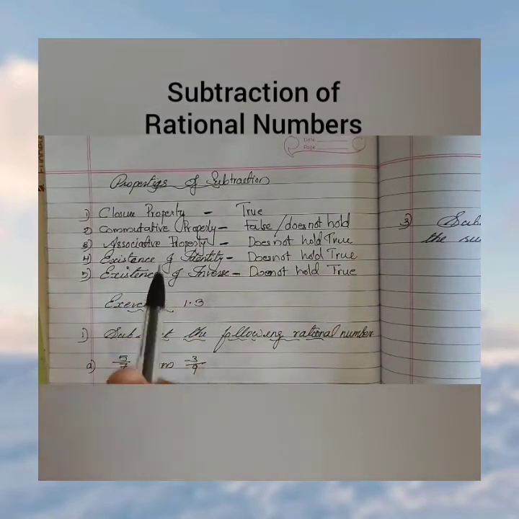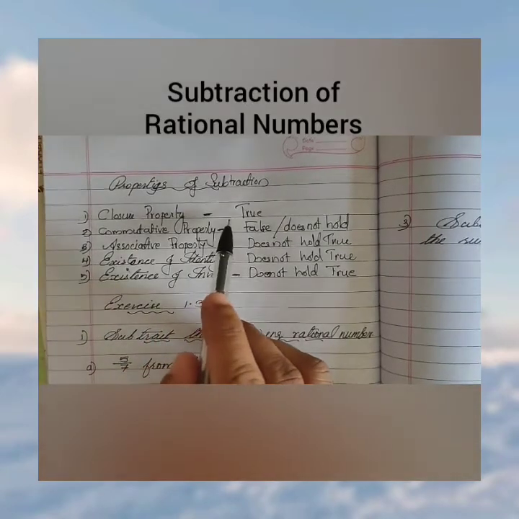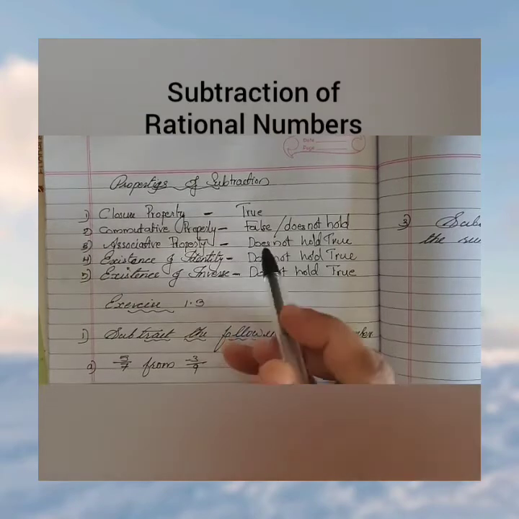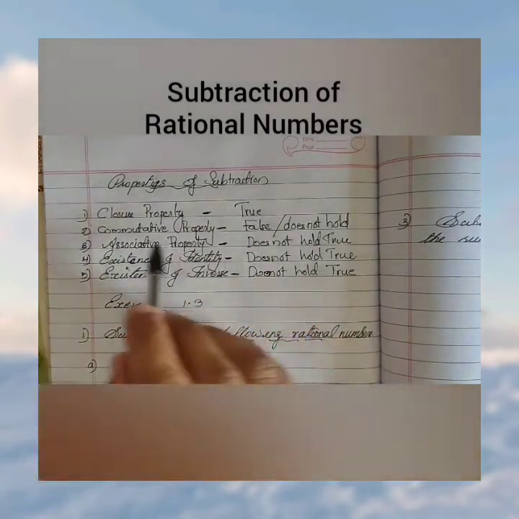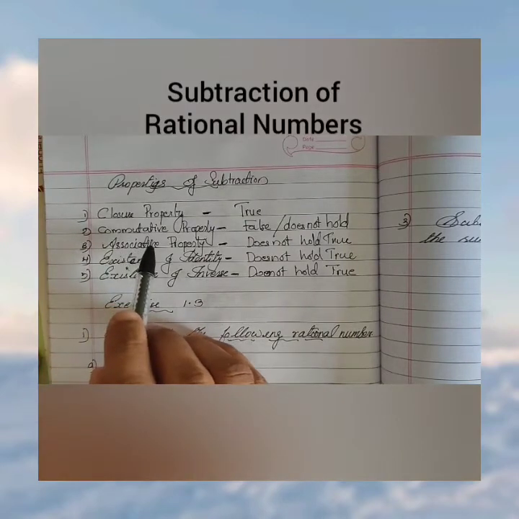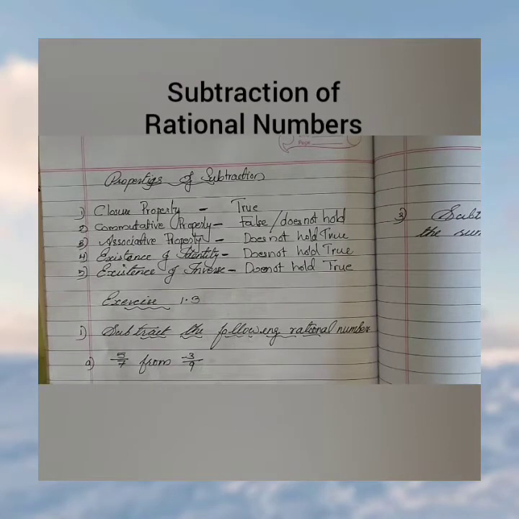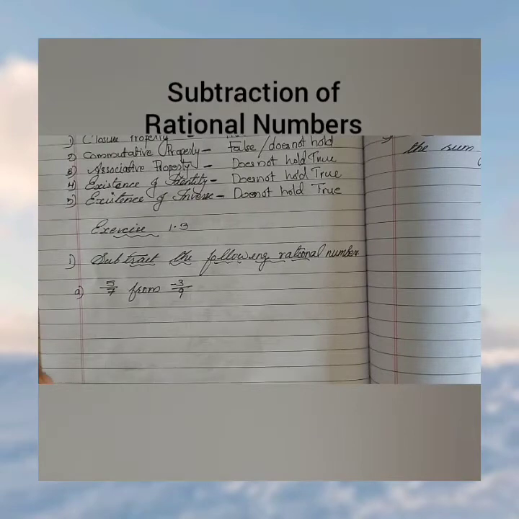So students, in subtraction, only the closure property will be true and all other properties will not be true. It means the result will not be the same in the case of subtraction of rational numbers. So these are the properties. We won't write the properties in detail. You just need to understand which property holds true or not.